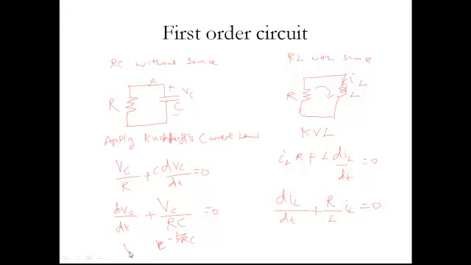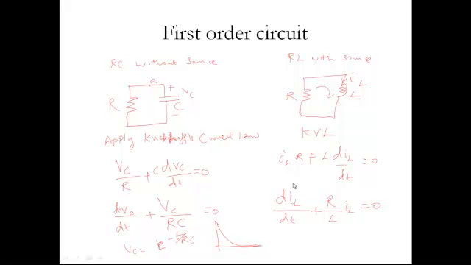This will be the solution. Vc is equal to e power minus t by Rc. It's decreasing exponentially, in the sense that if there is no source applied to the RC network, then whatever energy is stored in the capacitance will try to dissipate through the resistance. So at time t tends to infinity, the voltage across the capacitance will become 0.